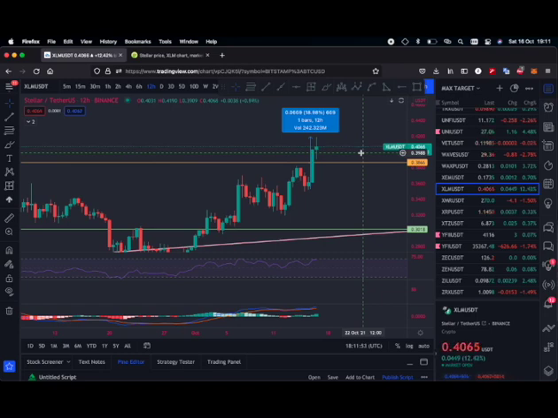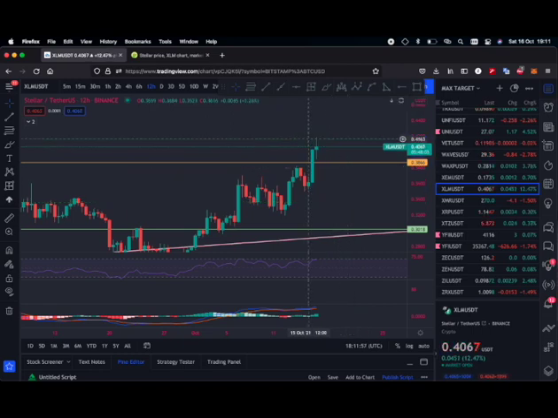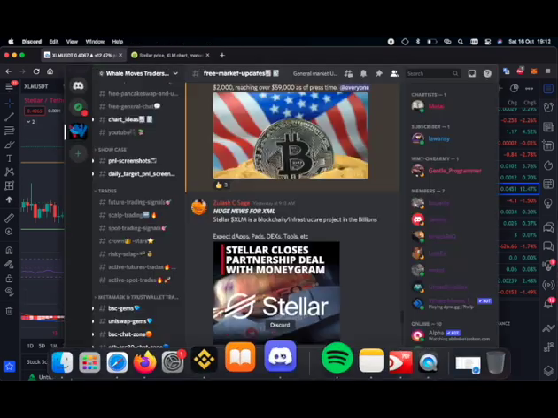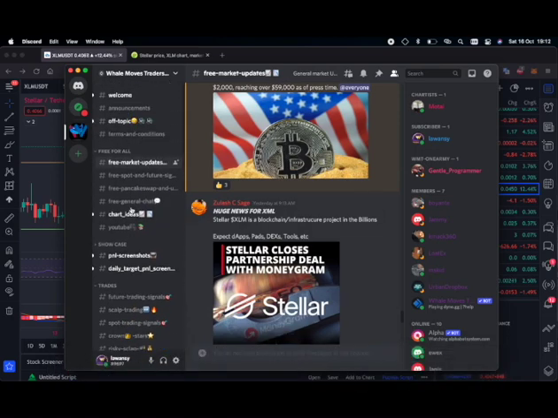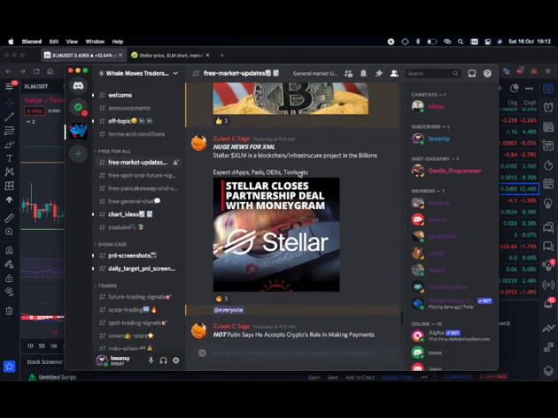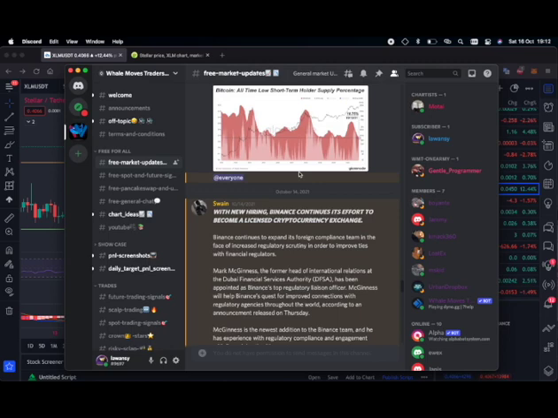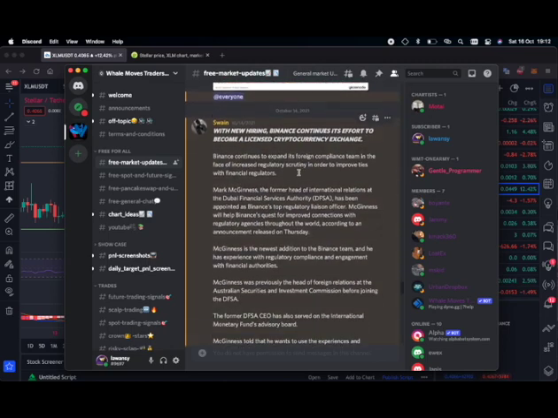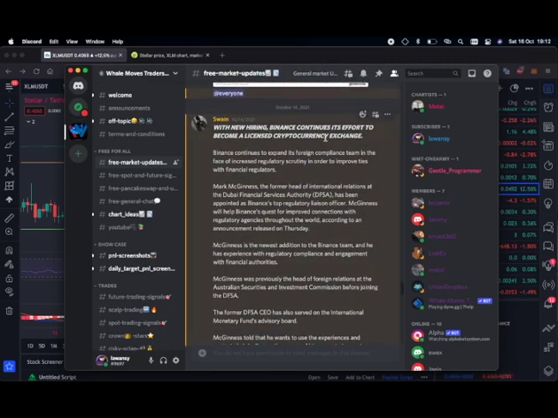That is crazy. So now we take another example of why market updates are important. With new hearing, Binance continues its effort to become a licensed cryptocurrency exchange. This is crazy. Now I've read this very well.